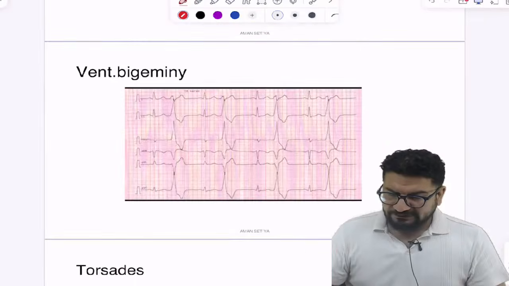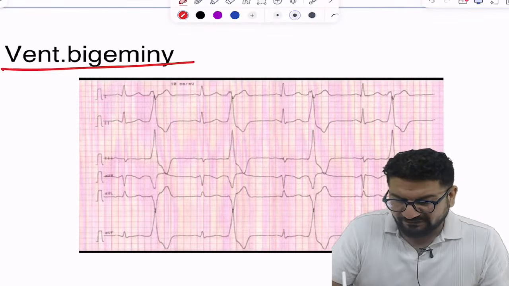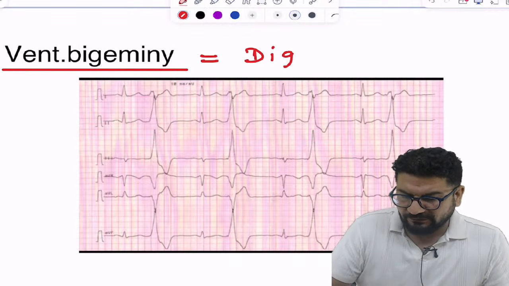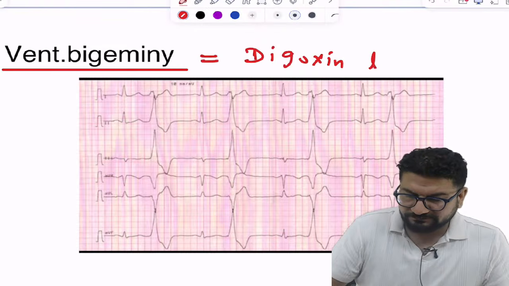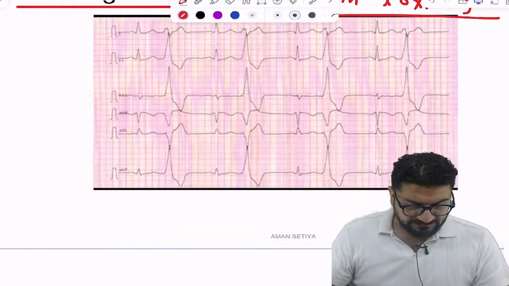Okay, now let's look at this. This is ventricular bigeminy. So sometimes they ask you a question on ventricular bigeminy. So bigeminy, trigeminy, these are seen because of digoxin toxicity. We call this Gemini rhythm, bigeminy, trigeminy.